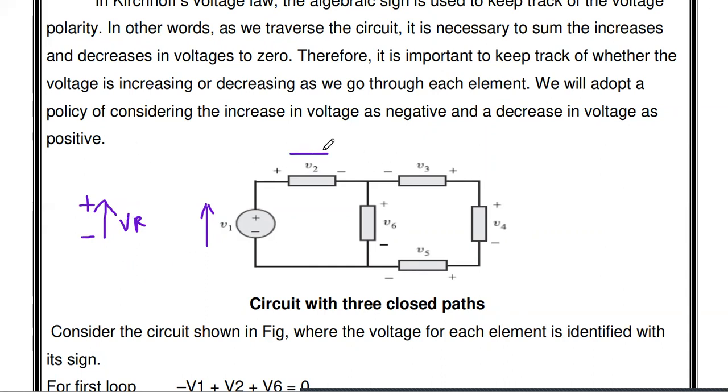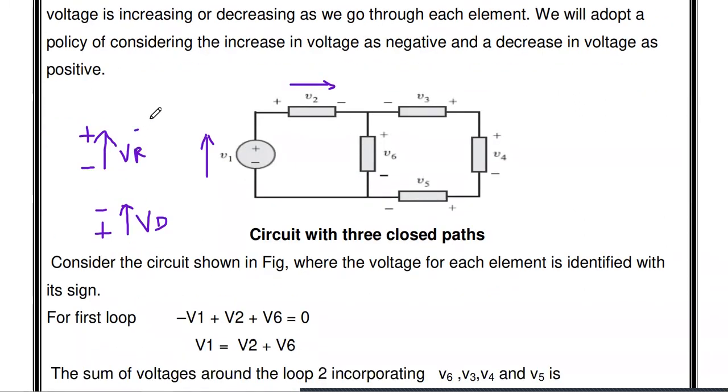Similarly, here you see the voltage is initially plus, and at the next end it is minus. So if you are measuring from the higher potential to the lower potential, that voltage we call a voltage drop. This is voltage rise. This is called a voltage drop. So for voltage rise, the algebraic sign we have to put as minus. For voltage drop, we have to assign the algebraic sign as plus.